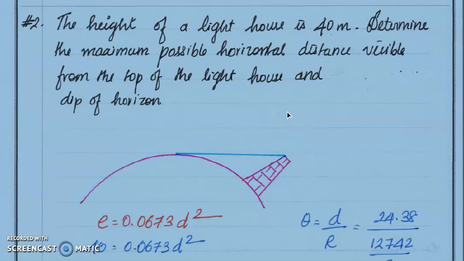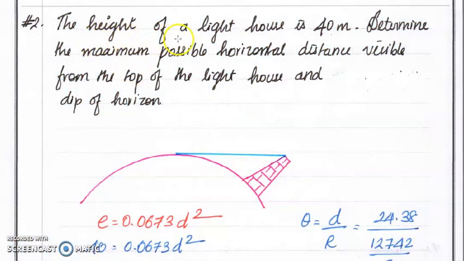So this is the continuation of the leveling survey. Actually, the height of a lighthouse is 40 meter. Determine the maximum possible horizontal distance visible from the top of the lighthouse and top tip of the horizon. So from this place to the tip of the horizon.